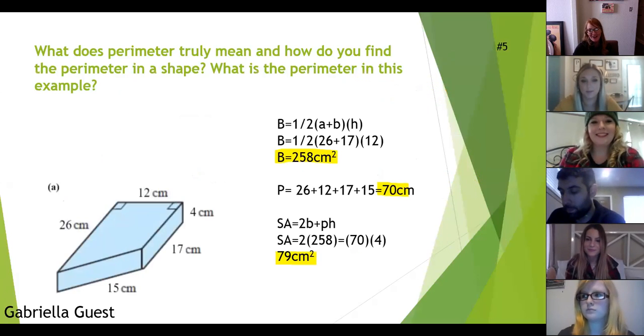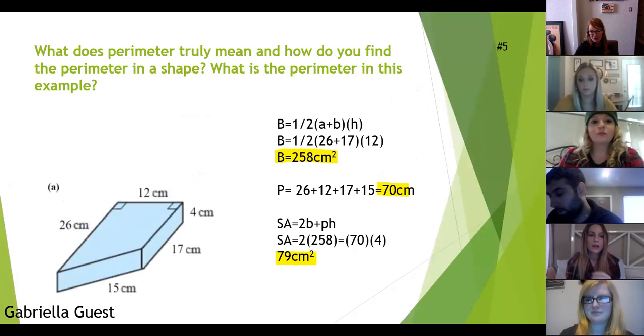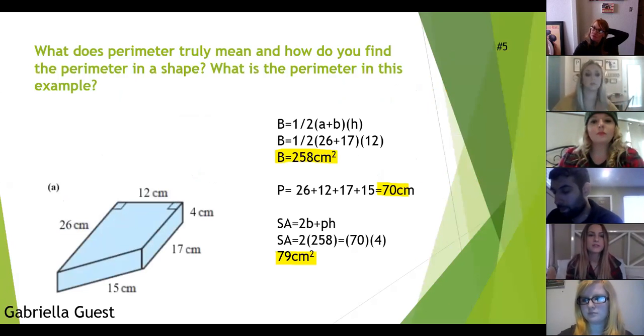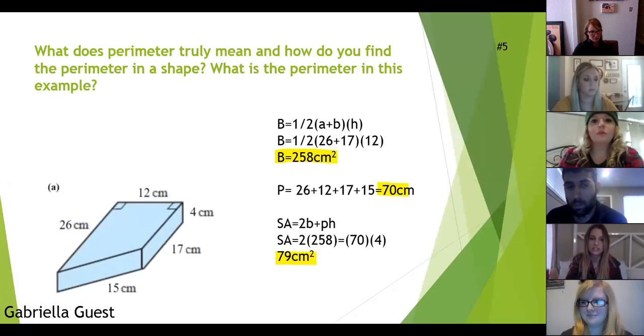Oh, good. All right, Gabby, what does a perimeter truly mean, and how do you find the perimeter in a shape? Okay, so basically perimeter is the outside of a figure. It's like the border of something, and it's pretty simple to find a perimeter in any shape. You just have to add up all of your side lengths, which are stated in this figure right here. So let's look at right here. P equals, and you'd add one side length, which is 26 centimeters, plus 12, plus 17, plus 15, and it would equal 70 centimeters. It's just that simple.